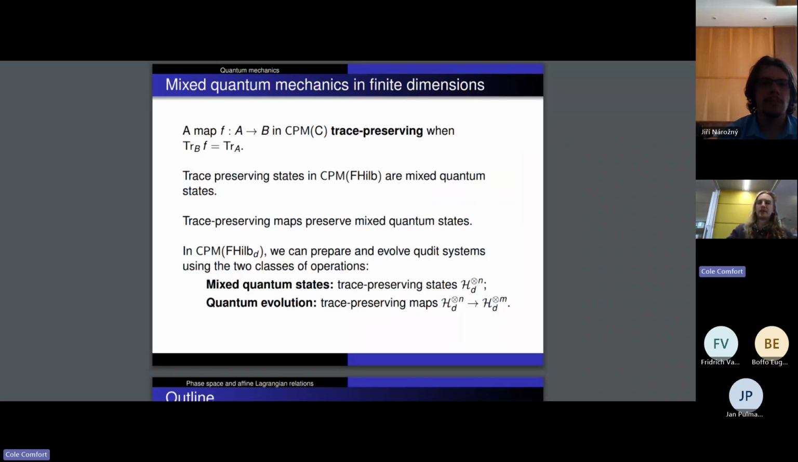So now if you work in this new category which I've constructed, which is this CPM, density matrices over qubit Hilbert spaces, you have a more appropriate semantics for quantum computing. And that is, you take mixed quantum states as the possible states of your system, which are modeled by these trace preserving states in CPM. And the quantum evolution is the trace preserving maps.